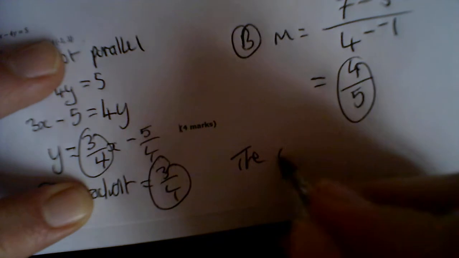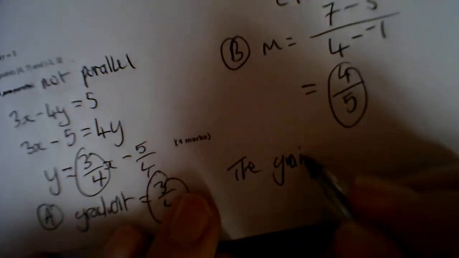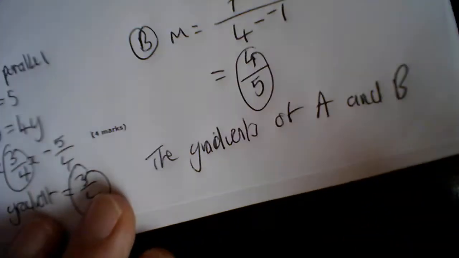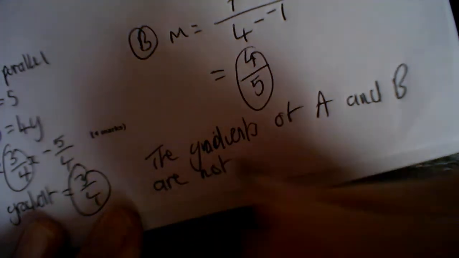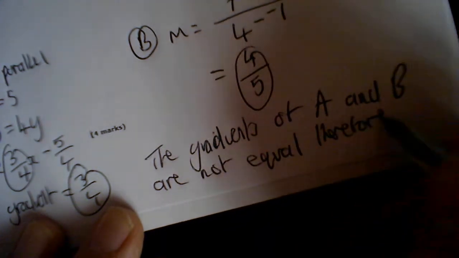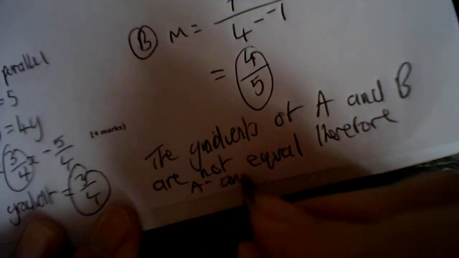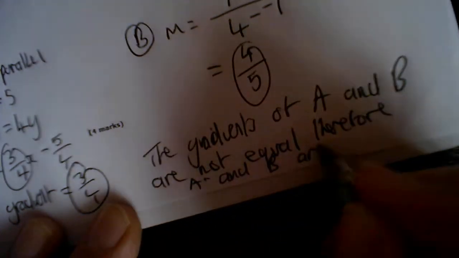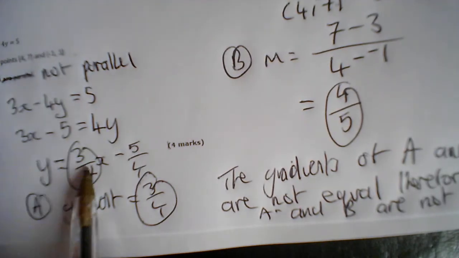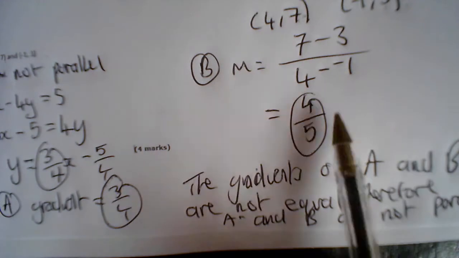Well, look at those two gradients. The gradients of A and B are not equal, and therefore A and B are not parallel. So that one, we find the gradients of the two lines. This one, A, using the equation, put it in y equals mx plus c form. And this one here, difference in y over difference in x.